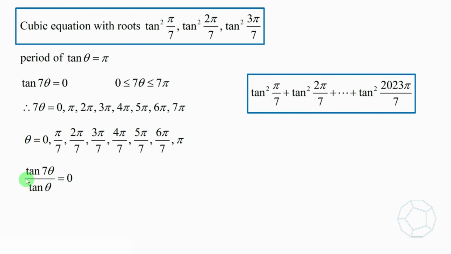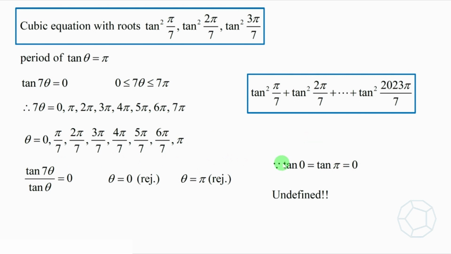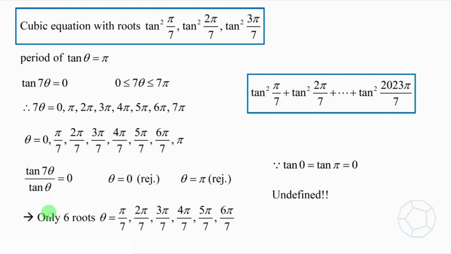Let's look at the equation tangent 7 theta over tangent theta equals to 0. By doing so, the two roots 0 and pi are rejected. It is because if we put theta equals to 0 and pi into the denominator, then we get tangent 0 and tangent pi both are 0. So the denominator is 0, which is undefined. Then we have only 6 roots. Theta is equal to pi over 7, 2 pi over 7, up to 6 pi over 7.